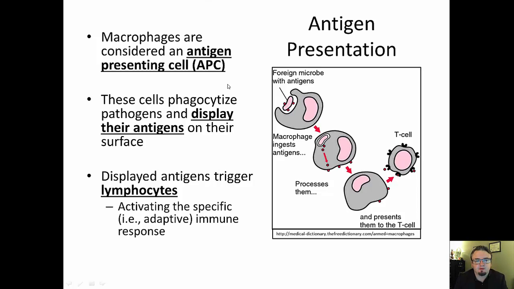Now, the next thing I want to talk about here is a special role that macrophages play.